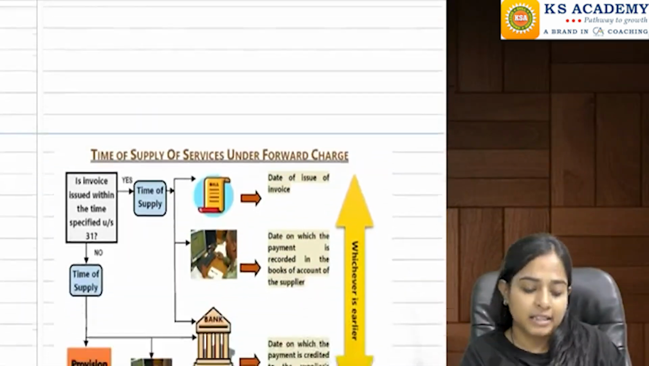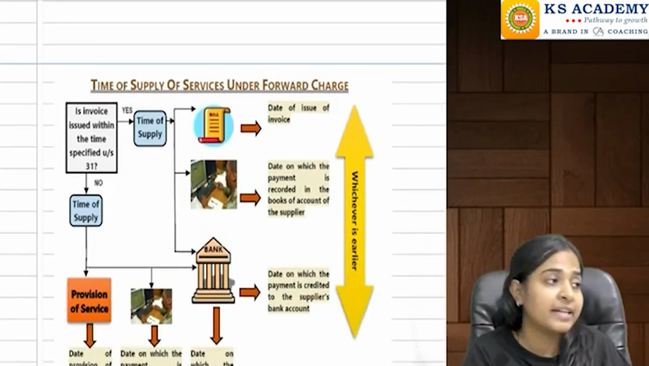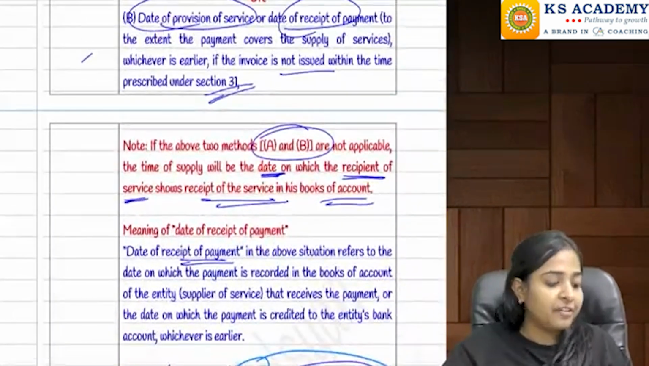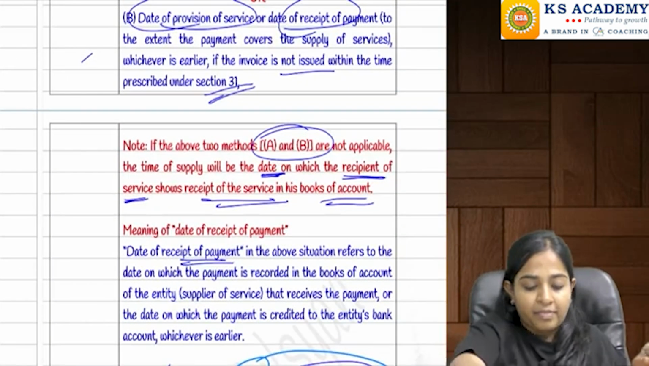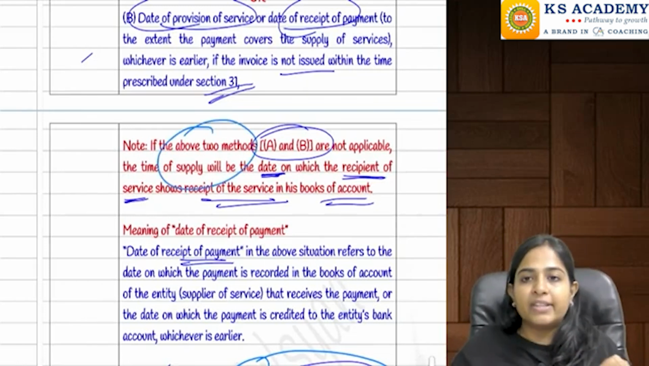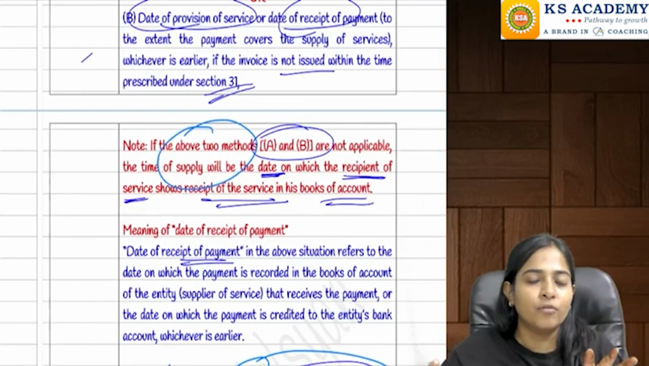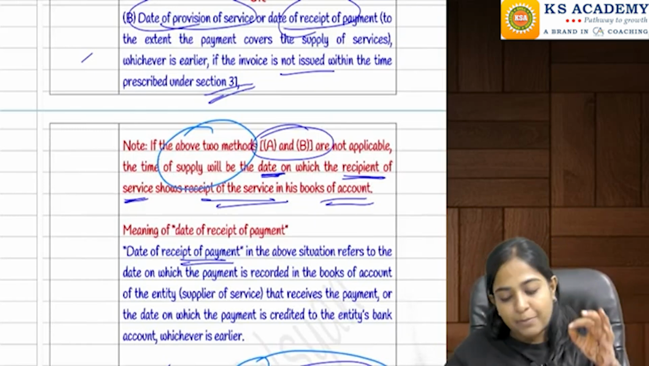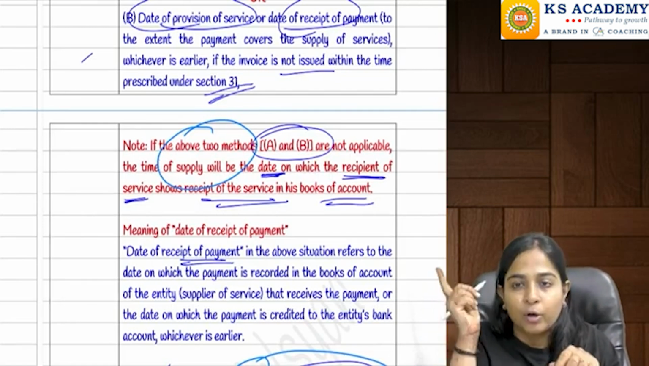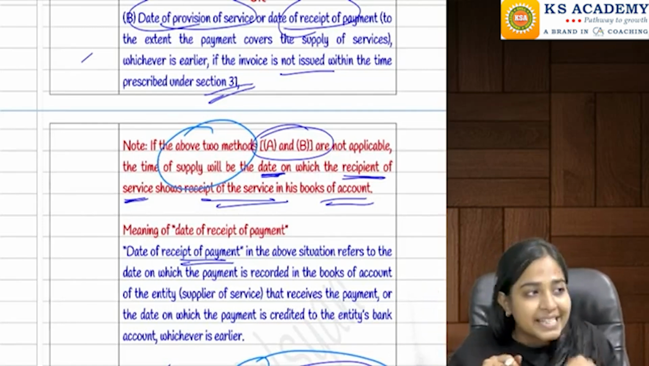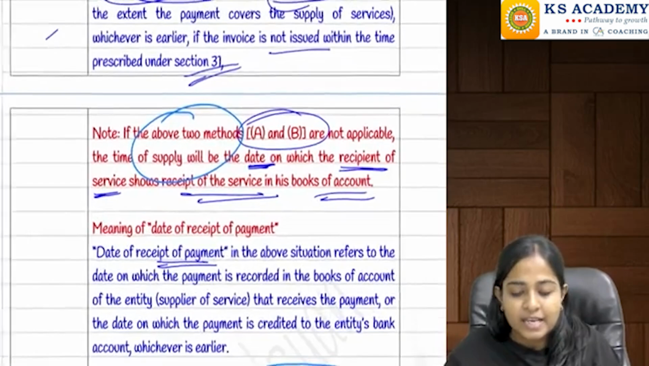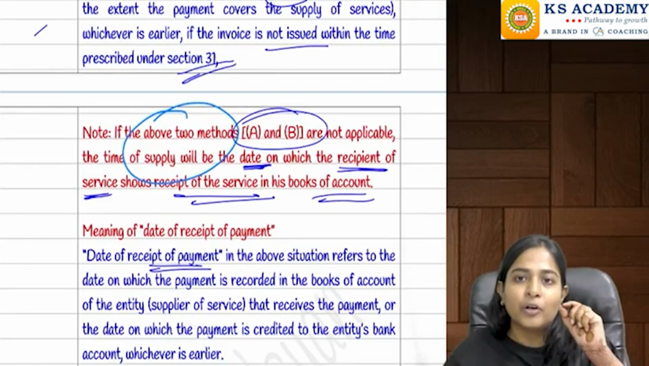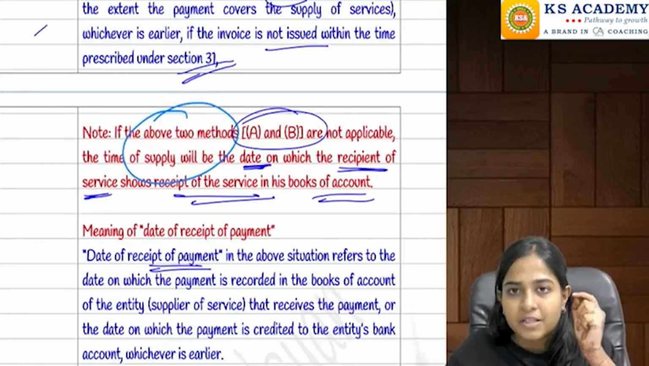Then after that, this was section 13 subsection 2. One more thing to be done here is, if the above two methods, that is invoice issued on time or invoice not issued on time, are not applicable, if it is not possible to find, then in that case, the time of supply will be the date, think from the recipient point of view, the date on which the recipient records or shows the service in his books of accounts. Are you clear with this? Yes, that is only when you are not able to decide the time of supply as per the above provision.